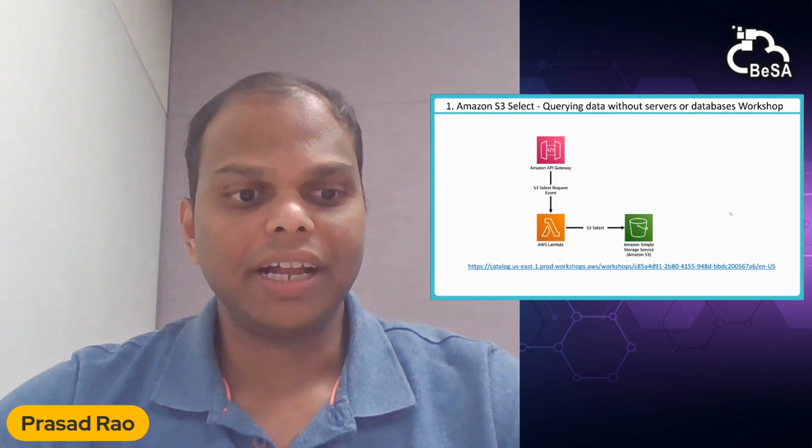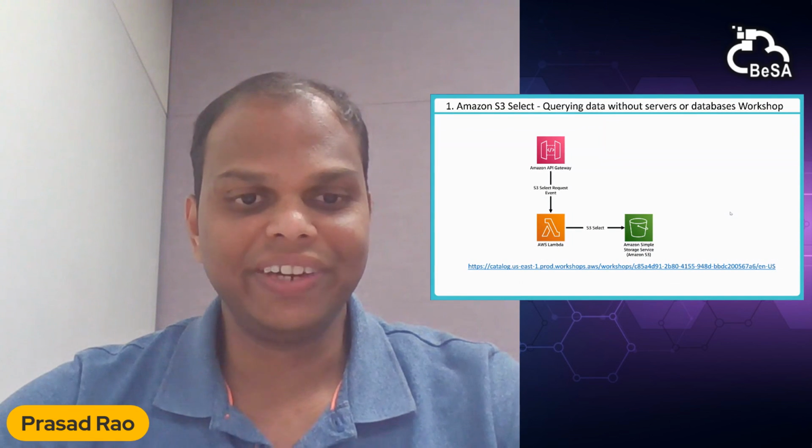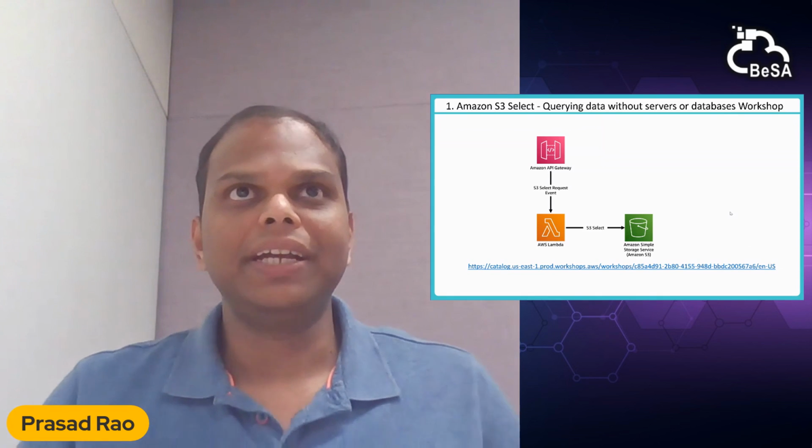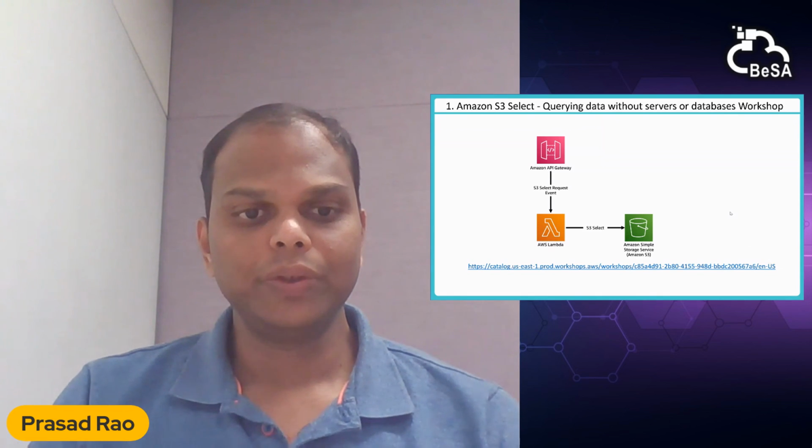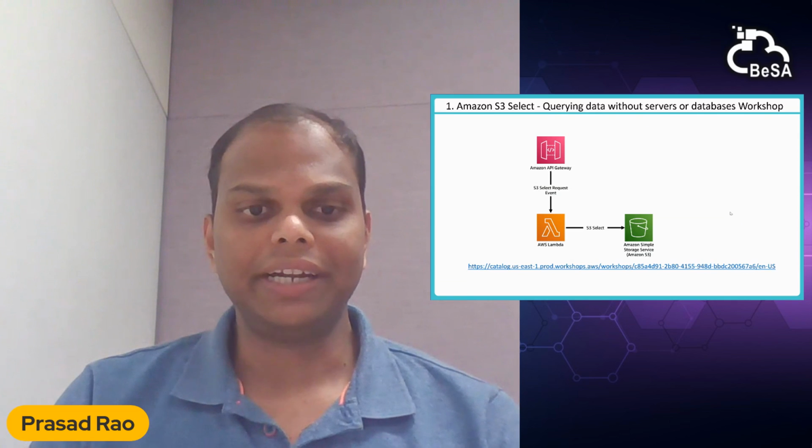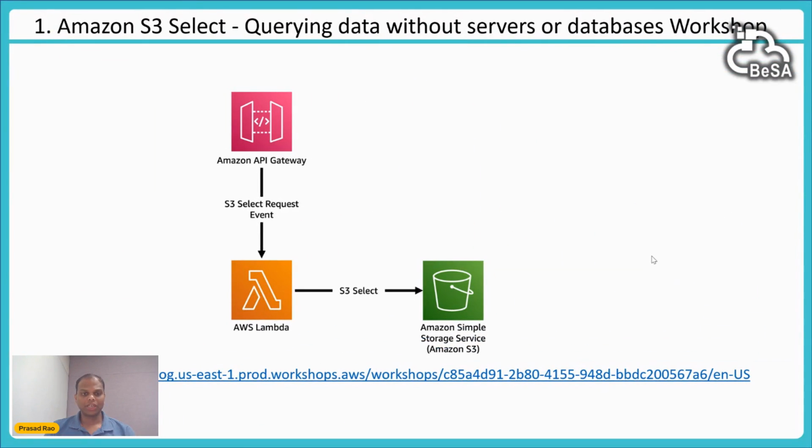For the first one, Ashish talked about S3 and how great S3 is, and you store a lot of data, right? But how about if you want to run some queries on that data? Would you actually be moving that data? Let's say the data is in a relational format, would you be moving it into a relational database? Or is there a way you can query that data using simple SQL on S3 itself? So the first workshop is based on that, which is Amazon S3 Select. We'll be able to query data without using servers or a database.